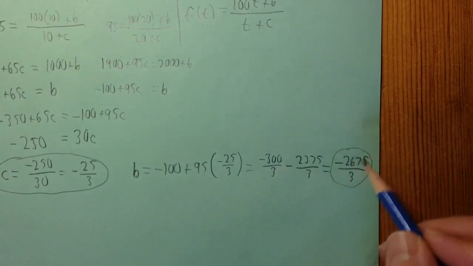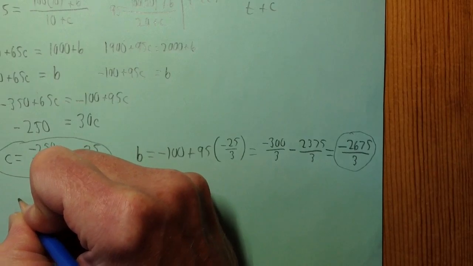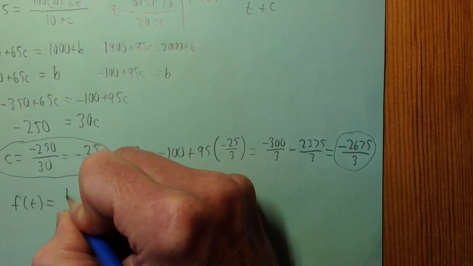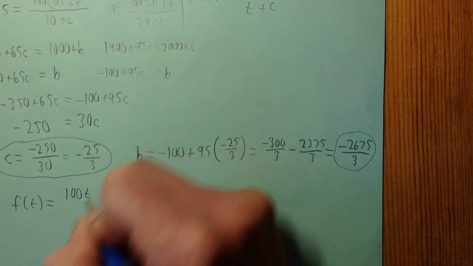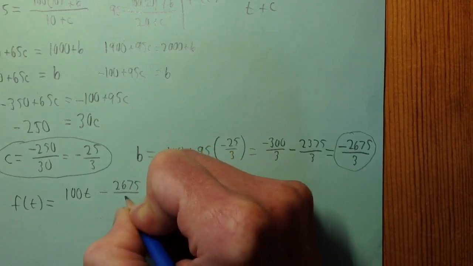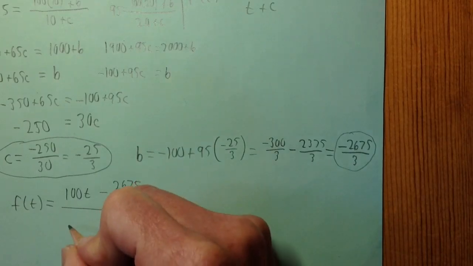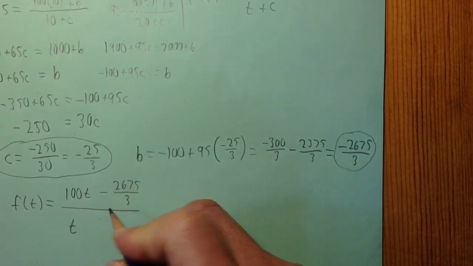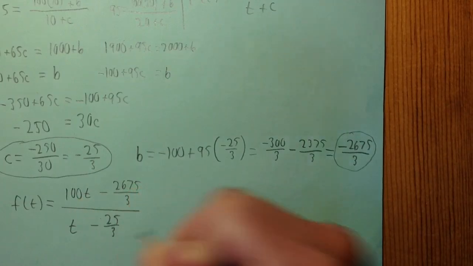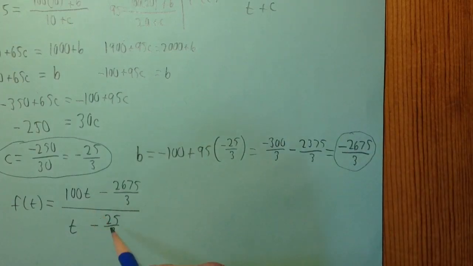Now we can write out our equation since we know A is 100. So finally, our grade, which is our function of t, is A, which is 100t, plus B, which is negative, minus 2675 over 3, divided by t plus C, and C is negative 25 over 3, so that's negative 2. Alright, there's our grade. Now we can plug in any t we want.